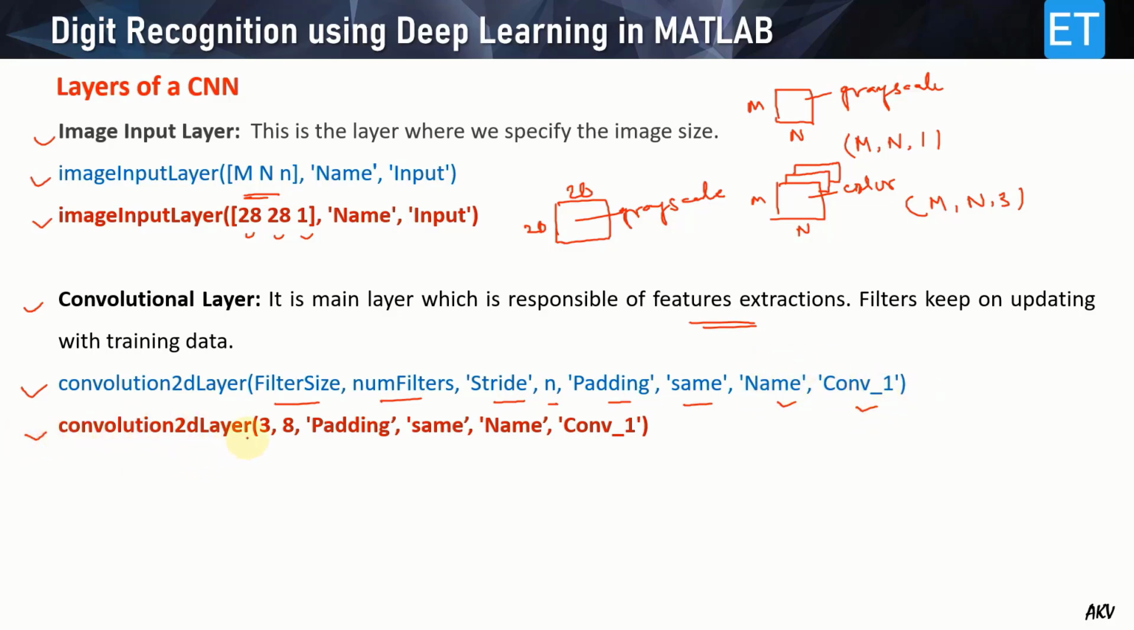So this is a general example. Here 3 means that is your filter size. I mean those small squares as I have shown in the previous slide. So the filter size will be 3 by 3.